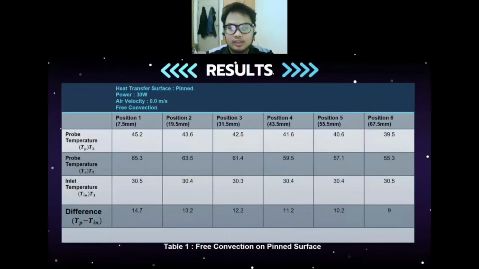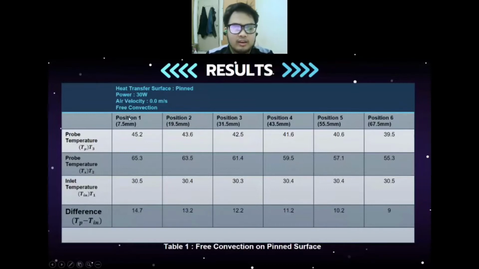So for the result for free convection, the heat transfer surface is pin, power is 30 watt, air velocity is 0.0 meter per second. So the situation is free convection. We have 4 different types of temperature data. 3 of them we get from the equipment: TP, T3, TS, T2 and Tin, T1. And the last is the difference, TP minus Tin, which we calculate.